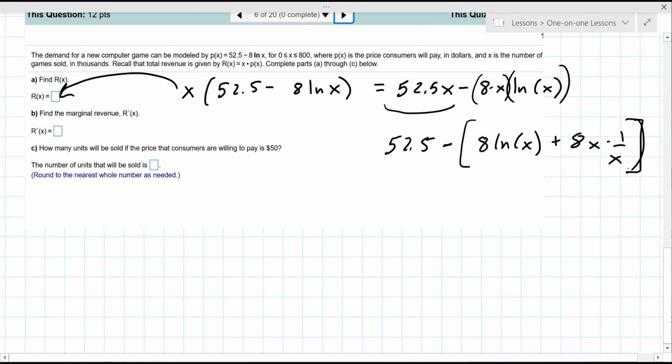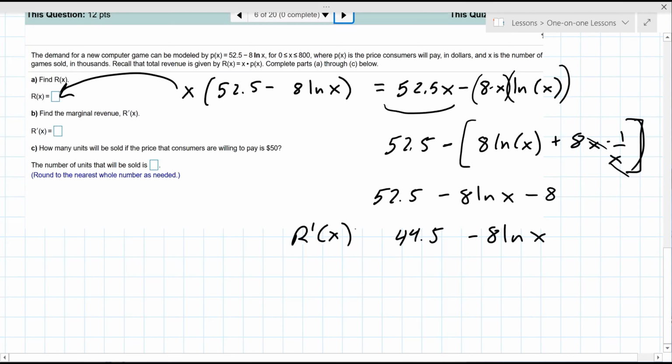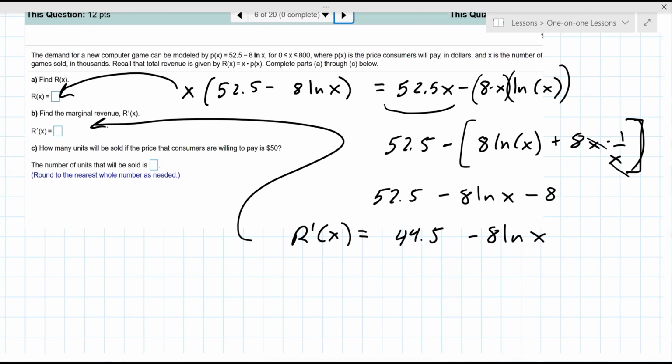And that all reduces. This becomes 52.5 minus 8 natural log of x, and then the x's cancel out, and that negative, so minus 8. So this reduces to 44.5 minus 8 natural log of x. That's your revenue function. That's what goes there. All right, and then C: how many units will be sold if the price that consumers are willing to pay is 50?